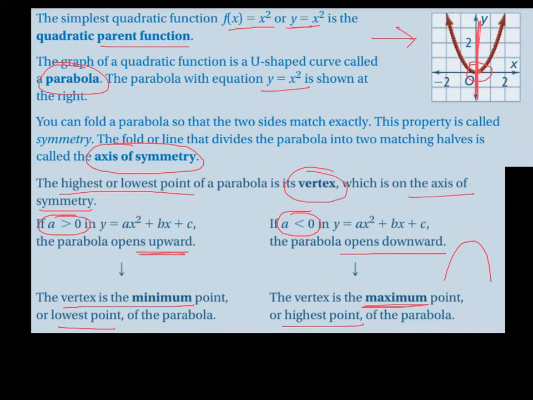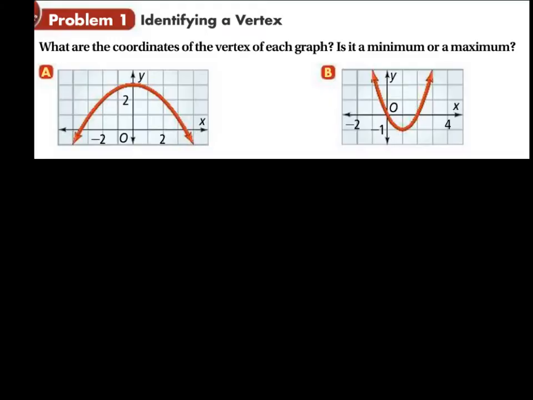So there's going to be a lot of vocabulary in this section here, so we want to make sure that we're getting these definitions down and we're able to identify and know what these different words are talking about. So if we look at these couple examples here, just simply looking at a graph and trying to identify the coordinates of the vertex. Where is that vertex point? And is that vertex a minimum or a maximum for the graph?